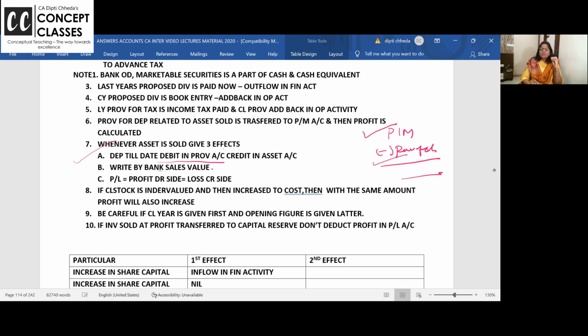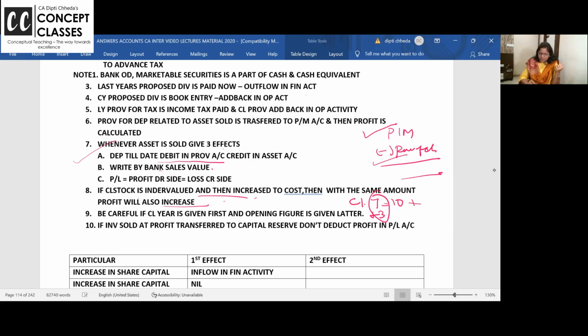Why I am giving all these spoon feeding points is many times in the cash flow statement, they are asking you to prepare asset disposal account. So it's going to be very helpful for you. Okay? If the closing stock is undervalued and then increased, then with the same amount, the profit will also increase. True. If closing stock is valued at 7, whereas it should be 10, so if you do +3 in closing stock, higher the closing stock, higher the GP, higher the NP, so the profit will also increase.